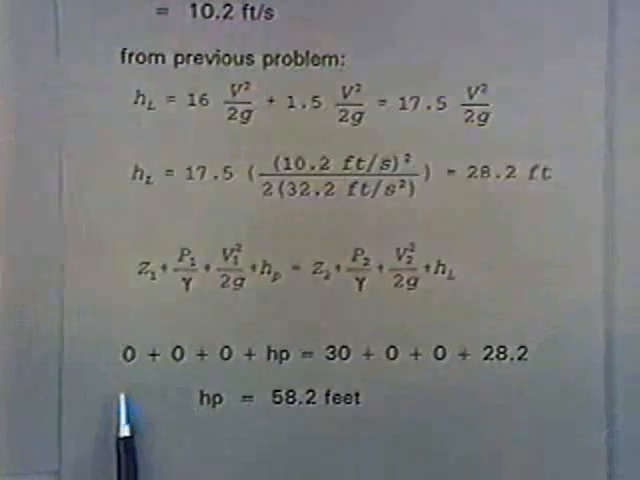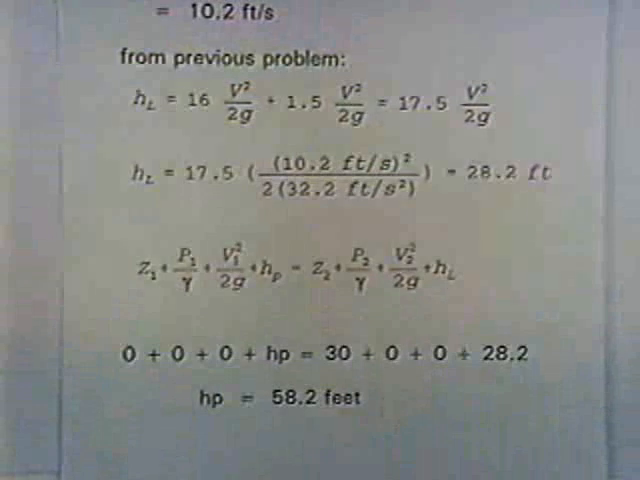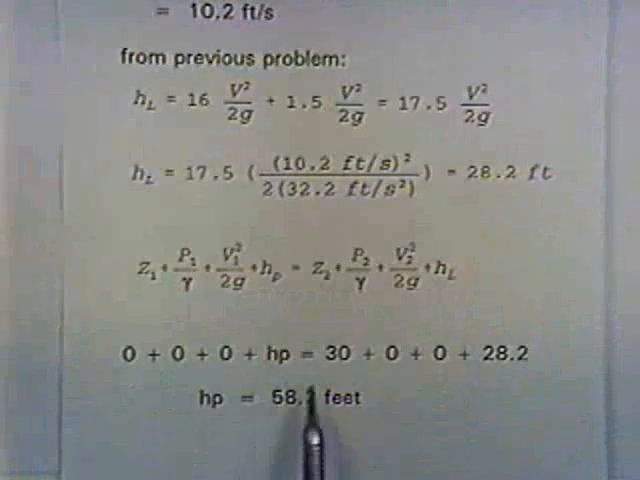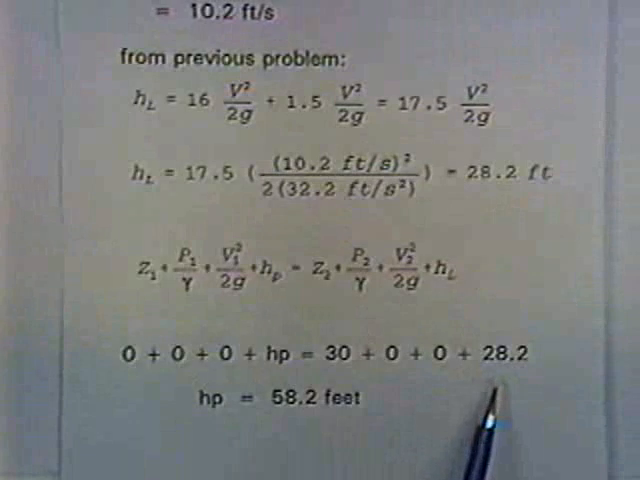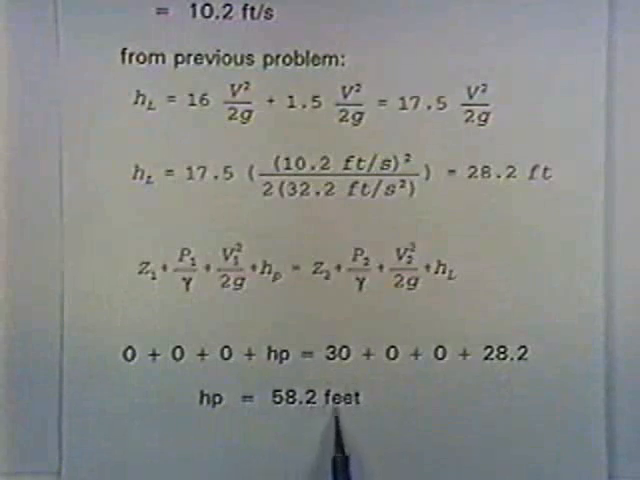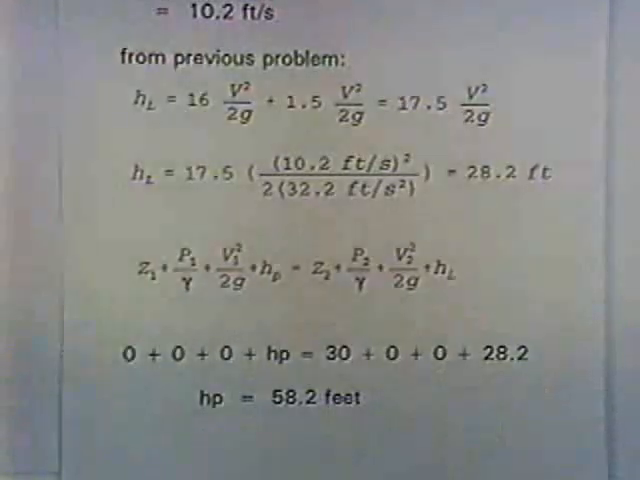And plugging in the 0 and 30 for the elevation heads at the two places, the 0 at both places for the atmospheric pressure head, the 0 for the velocity heads, and we get the head in the pump, and it's going to always come out to be this. We'll do some more pump problems, but what the pump's doing, it's lifting the water 30 feet, but it's also having to overcome the head losses in the system. And so the head to be supplied by the pump is 58.2 feet, including both the lift it has to overcome and overcoming the head losses.